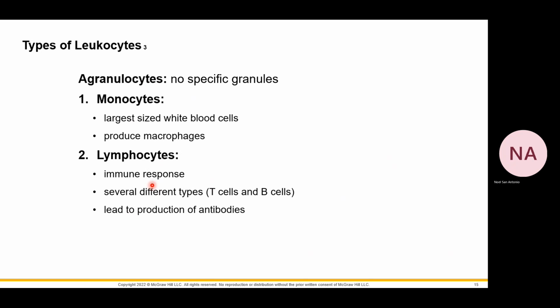Now, let us go to the agranulocytes. And as I have said earlier, agranulocytes do not have molecules or granules in their cytoplasm. So you have two types, your monocytes and your lymphocytes. The monocytes are the largest of the white blood cells, and they are the ones that produce macrophages. Sa kanila nanggagaling yung macrophages. While ito namang lymphocytes is responsible for the immune response.